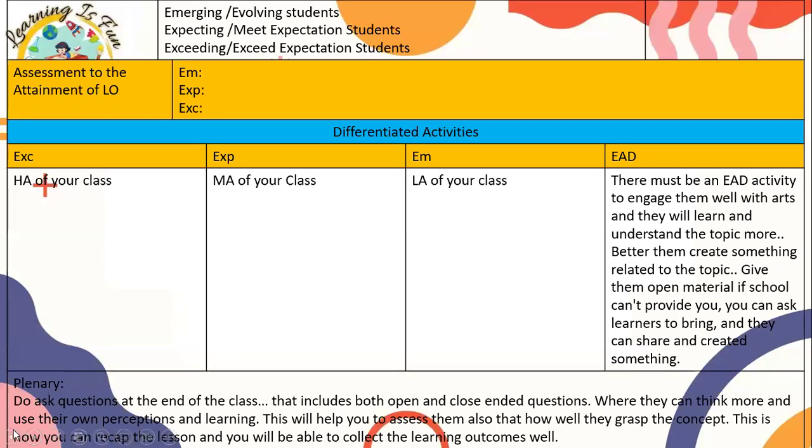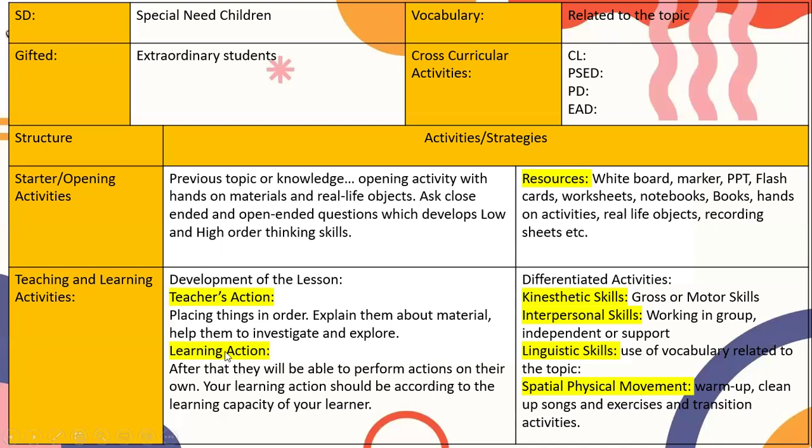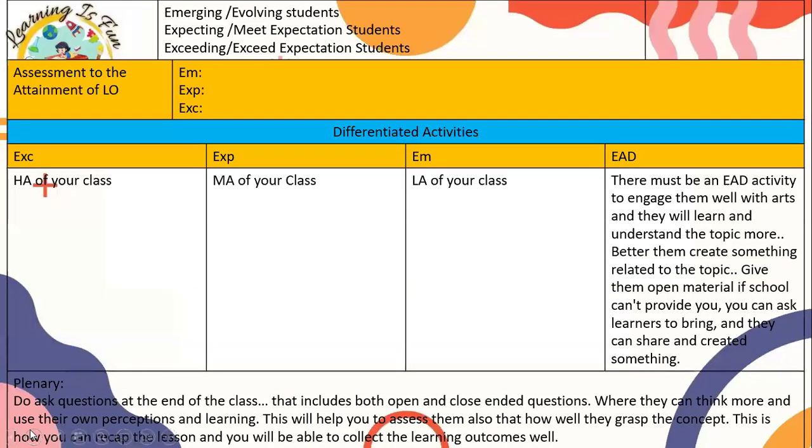Okay, now as I told you that this learning action, I don't know how well it is working here, but please do check the involvement of your students. You should also plan things accordingly to the level of your child. Okay, only then your assessment of the attainment of learning objectives will be complete. How much your emerging or evolving students are learning, how much your expecting and meeting expectation students are learning, and how much your exceeding expectation students are learning.